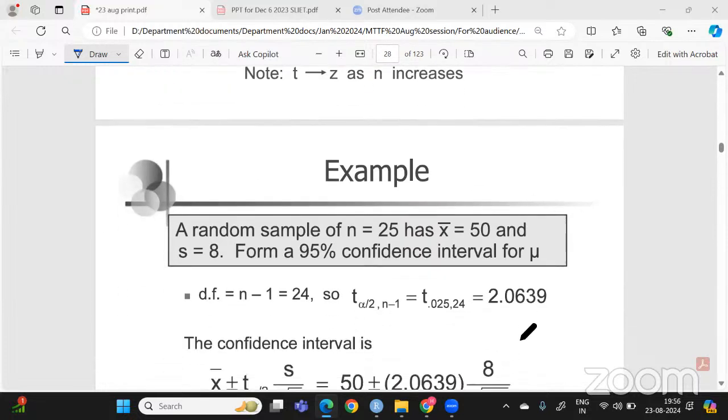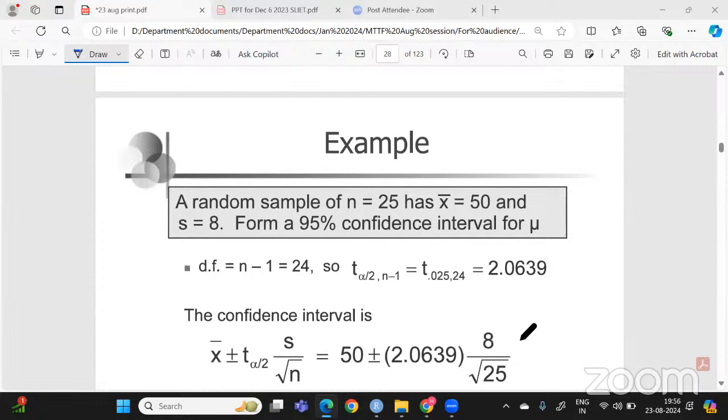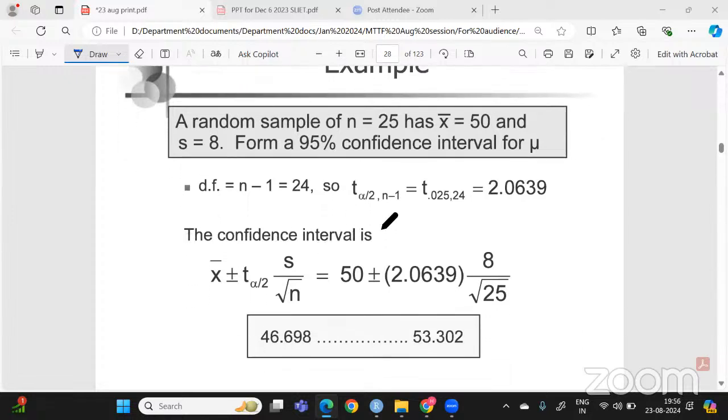One example I want to discuss here: we consider a sample of size 25, in which X bar is given as 50 and the standard deviation S is 8. Because S is written, it means we do not have the true value of the population parameter sigma. It is unknown to us, so we estimate sigma with the sample standard deviation. If we want to construct the confidence interval, we have a sample of size 25, so the degree of freedom is 24, because we reduce 1 degree of freedom from the sample size.